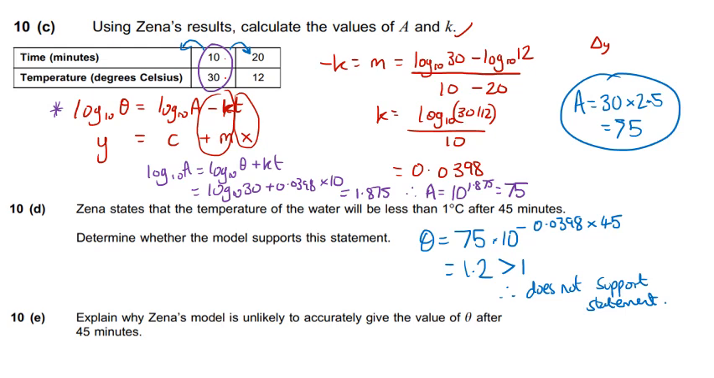And then finally, just a bit of thinking about the validity of the model. Explaining why Zena's model is unlikely to accurately give the value of theta after 45 minutes. It could be that the temperature is not 0 degrees Celsius anymore 45 minutes later. It might have warmed up and got cooler. But also, from a practical point of view, she's only used 2 data points. That's not very good science. So she's not used enough data to accurately find K and A. If she hasn't accurately found those, she can't possibly use that to find an accurate value for theta.